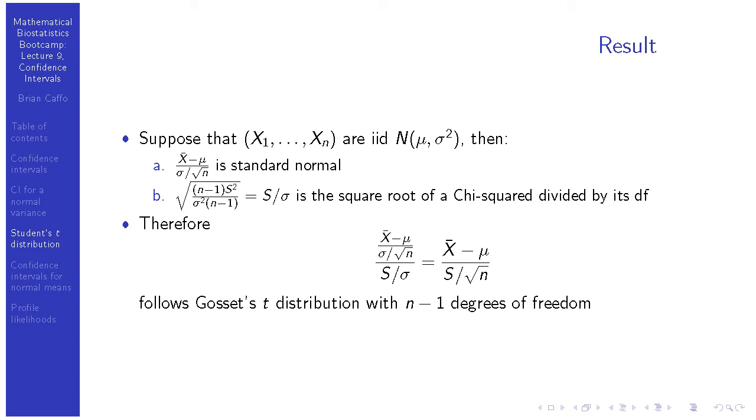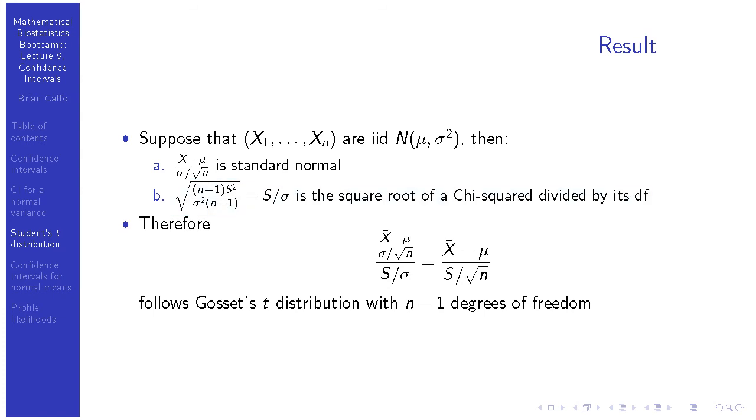And then we also know from earlier on in today's lecture that (n minus 1) s squared over sigma squared is chi-squared with n minus 1 degrees of freedom. So if we take (n minus 1) s squared over sigma squared and divide it by an additional n minus 1 and square root the whole thing, we get s over sigma, and we've taken a chi-squared and divided it by its degrees of freedom. So s over sigma is the square root of a chi-squared divided by its degrees of freedom.